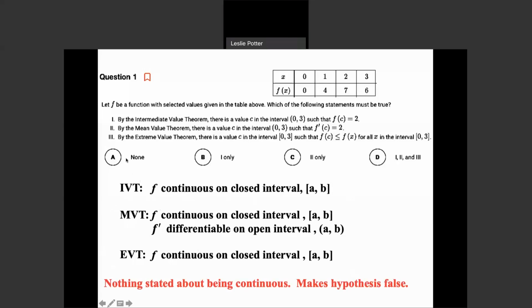Okay, so the answer to this is none. None of these must be true. They might be true. But in order for them to must be true, we have to meet these hypothesis criteria first, and we don't.